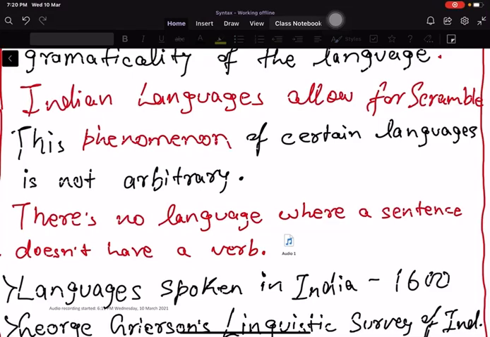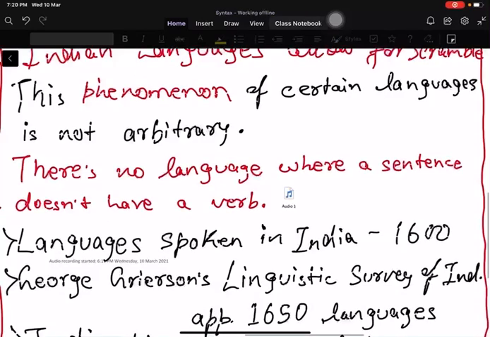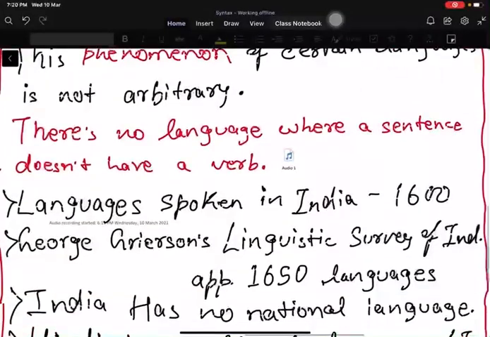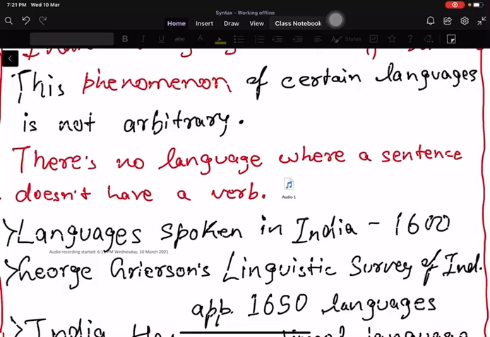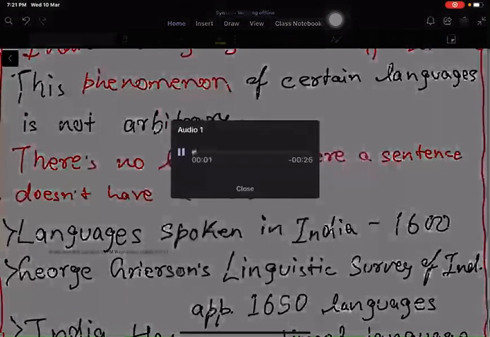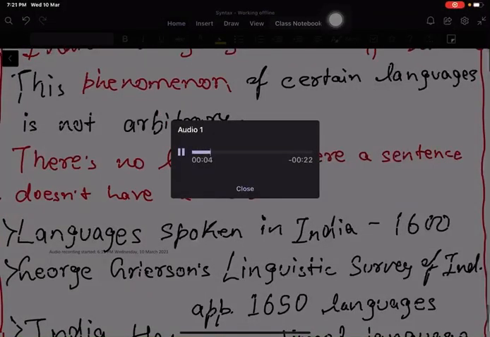There's no language where a sentence doesn't have a verb. Every language has sentences in which there's a verb, and it is certainly a robust principle. The smallest sentence possible, what could it be? It could be "go." That's a sentence. It has a verb. But if I say hello to somebody, that's not a sentence precisely.